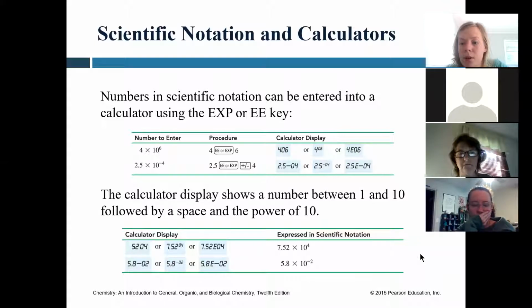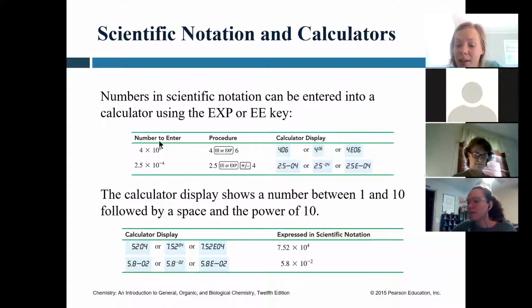So exponents, as far as your calculator is concerned, there's a couple different ways you can plug it in. Let's say we're doing 4 times 10 to the 6th. If you have your calculator available, you may want to try this. One way you can plug it in is type in the number 4, type in the multiply symbol, type in 10, then type in the little caret or the little exponent, and then 6. Okay. That should pop out a number where you have 4 with 6 zeros. Okay.